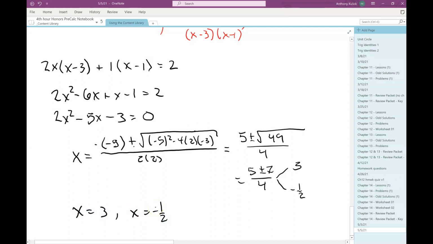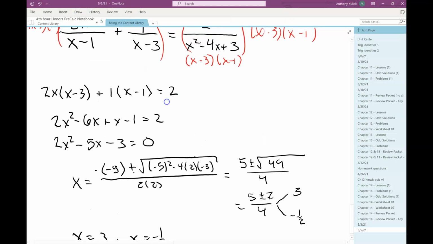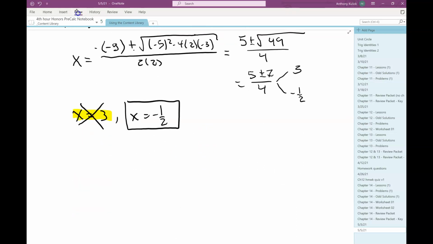But if I go back and check, which one's going to be a problem? That one. 3 doesn't work, right? So toss that one out. Negative 1/2 though is fine. Everybody good with that? Yeah. Cool. Still doing okay on these? Let's do a couple more.